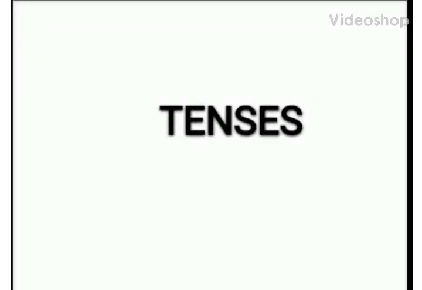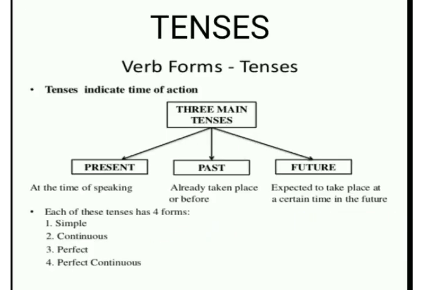Boys, in the previous video, I had explained to you the four forms of present tense. In today's video, I'm going to explain the four forms of past tense. But before that, let's recapitulate what tenses are. Tenses indicate time of action. And there are three main tenses: present, past, and future. So in the previous video, I had already explained the four forms of present tense.